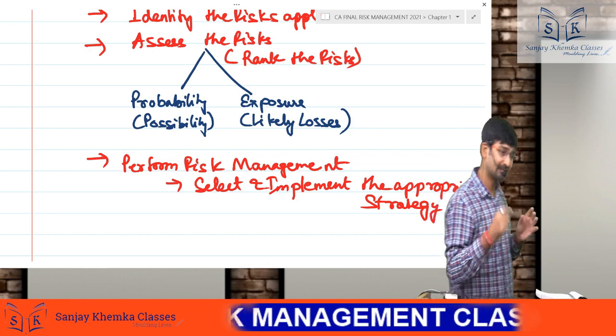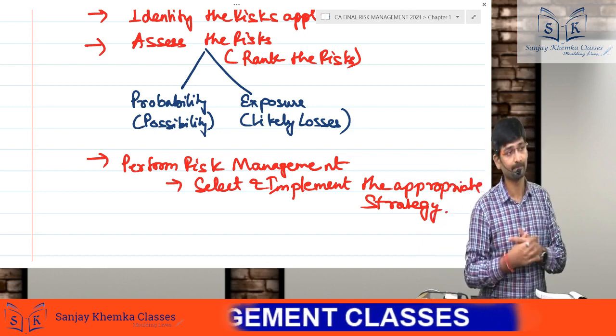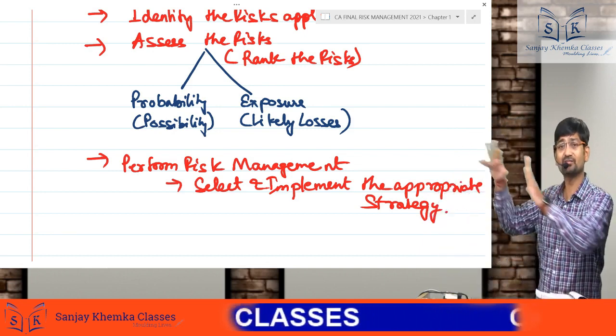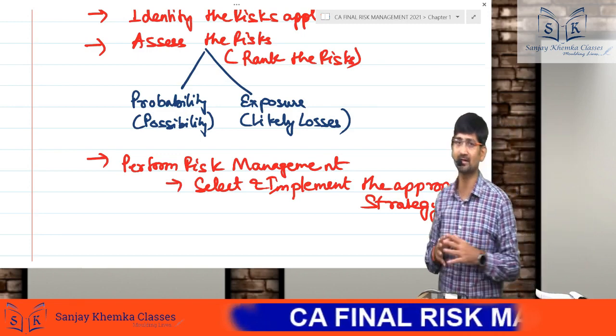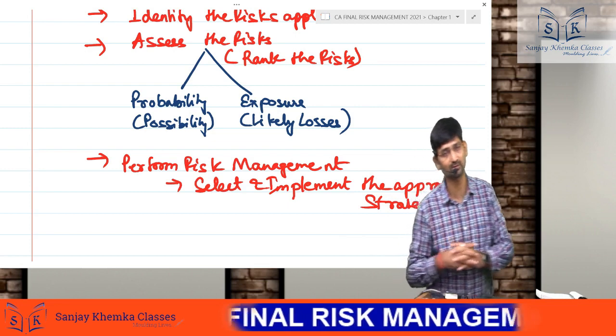For some risk, I may decide to transfer the risk onto third parties. So how do you transfer the risk onto third parties? Simplest example, I take an insurance. I transfer the risk onto a third party.